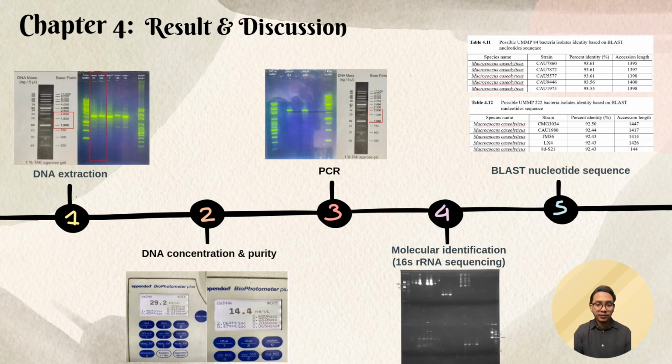For molecular identification, UMMP84 and UMMP222 isolates were selected as they had the strongest antimicrobial activity and biofilm forming ability based on the antimicrobial susceptibility testing and biofilm formation assay respectively. DNA was extracted from both isolates, followed by analysis of DNA concentration and purity, the PCR assay, and PCR product purification. The purified PCR product was sent to a third-party service, NextGene, for 16S rRNA sequencing.